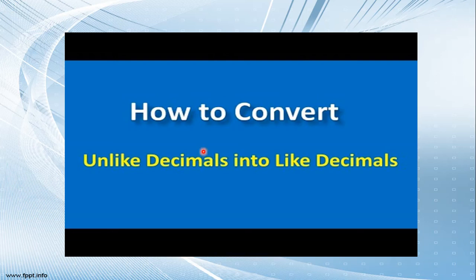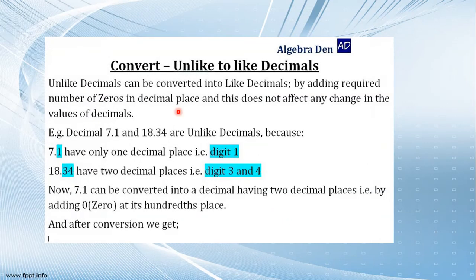Now the question is how to convert unlike decimals into like decimals. Unlike decimals can be converted into like decimals by adding the required number of zeros in the decimal place, and this doesn't change the value of the decimal. How? I'll show you. For example, decimals 7.1 and 18.34 are unlike. Why? Because after the decimal we have only 1 digit here, and 2 here.